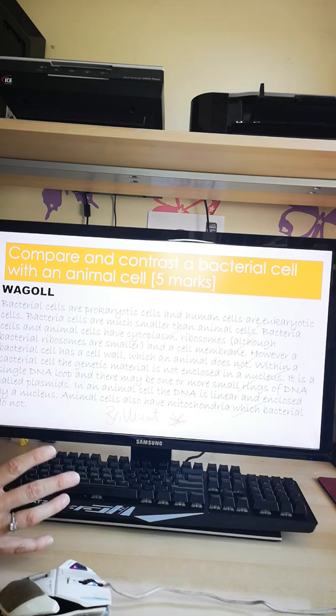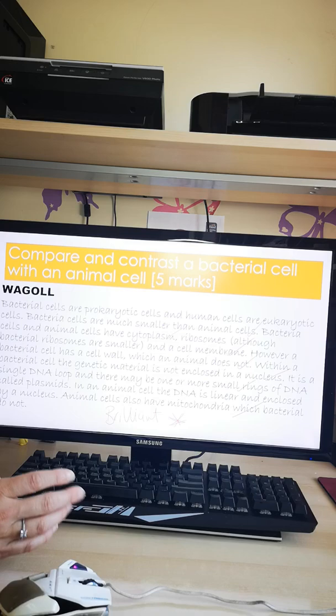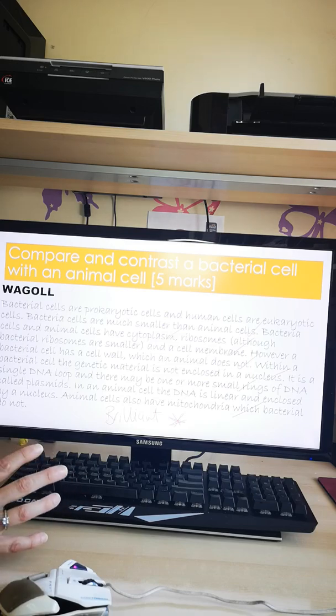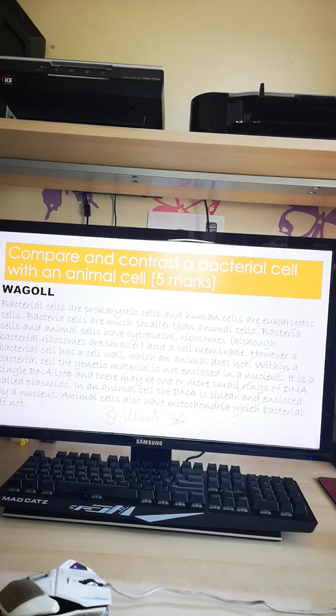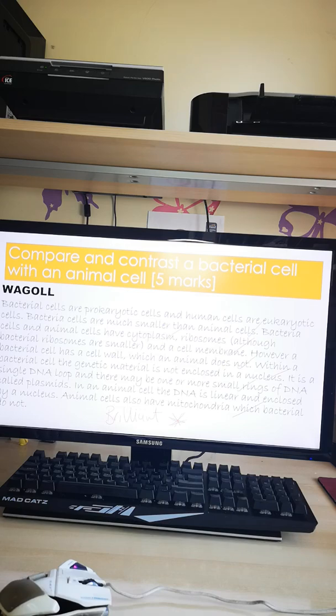Okay, so the student has done enough for 5 marks there at GCSE in terms of their detail level. It's not without mistakes, but generally, as in grammatical mistakes really, the biology is sound enough for 5. Okay, so how did you do in comparison? Did you have similarities, like both have cytoplasm, both have ribosomes, both have cell membrane? Did you have differences? Bacteria have a cell wall. Bacteria DNA is circular and free in the cytoplasm. Bacteria do not have mitochondria, but animal cells do.